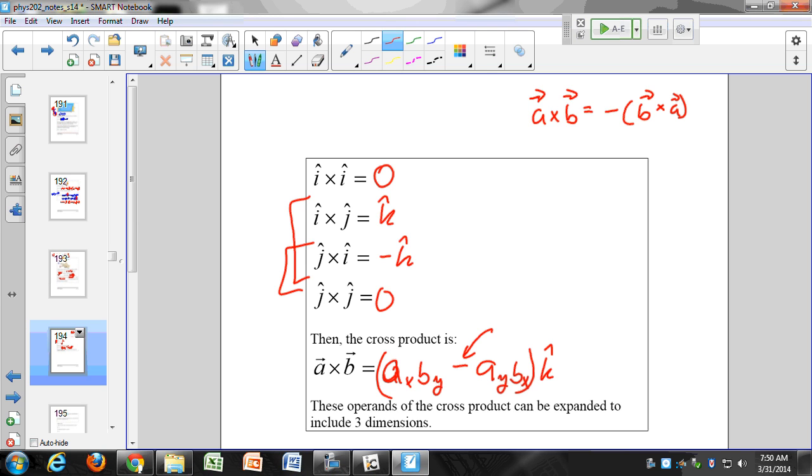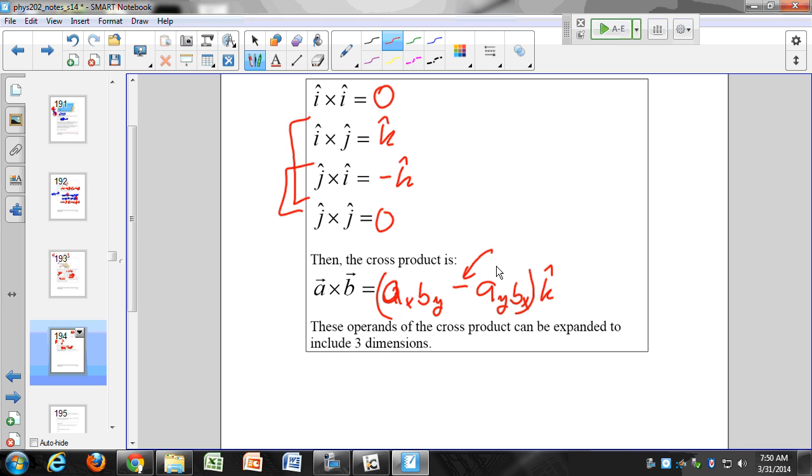And then you would just put in whatever your numbers are, and then that would be the result. We'll do an example later.